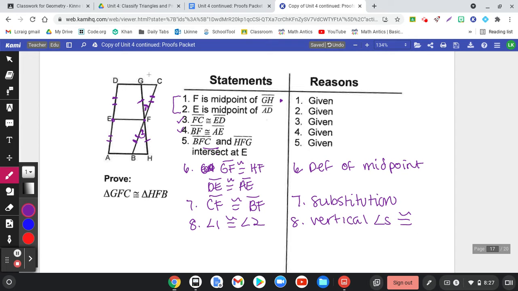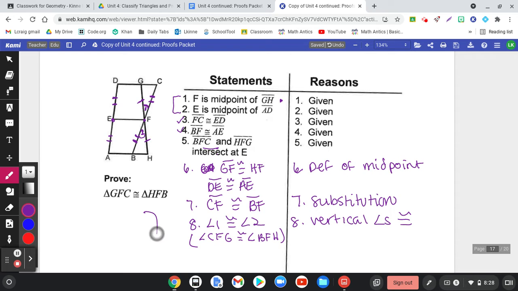Now again, if you don't put the 1 and 2 in, you could say angle GFC, but you'd have to make sure to say angle HFB. It's really important that you get the order down. So I like to just put a 1 and 2 in there and use that, but totally up to you. Again, if you wanted to use that, you could say angle CFG is congruent to angle BFH. But that's just if you don't want to use the numbers.